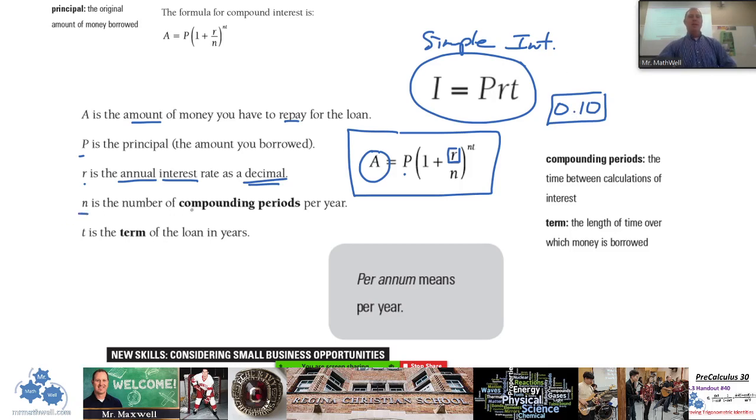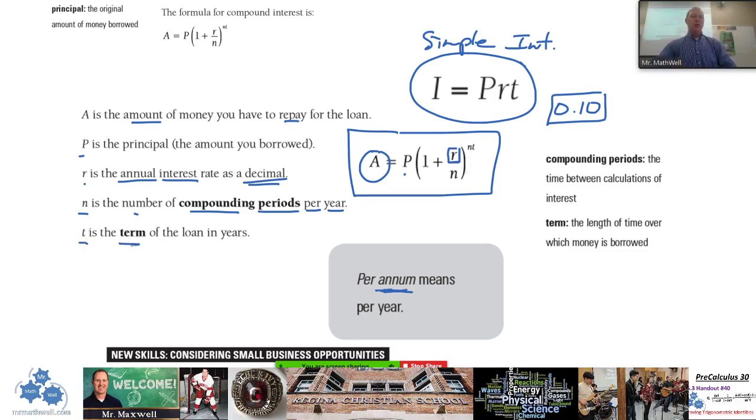Now, N is the number of compounding periods per year. If it's compounded yearly, or annually is the term that you'll see, that comes from the Latin word annum. That's once per year. If it's compounded monthly, then it's 12 times per year, so N would be 12. If it's compounded quarterly, a quarter is a fourth, so that's 4 times per year. So that's what N is.